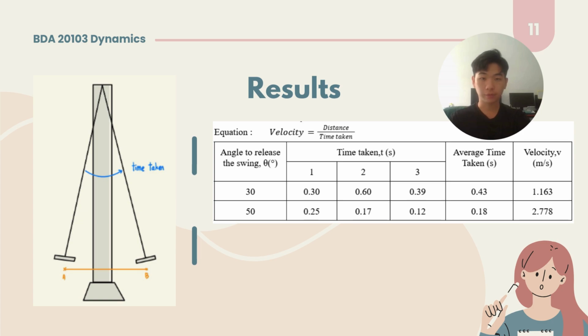Then to calculate the velocity, we use the distance over time taken. In this experiment, we fixed 2 points at a distance of 0.5 meters. For every angle, we took 3 timings to calculate the average time. The 30-degree angle has an average time of 0.43 seconds, and the 50-degree angle 0.18 seconds. Then we get the velocity: 1.163 meters per second for 30 degrees, and 2.778 meters per second for 50 degrees.